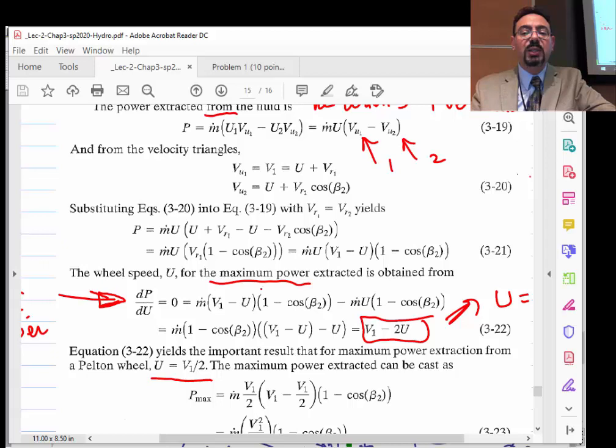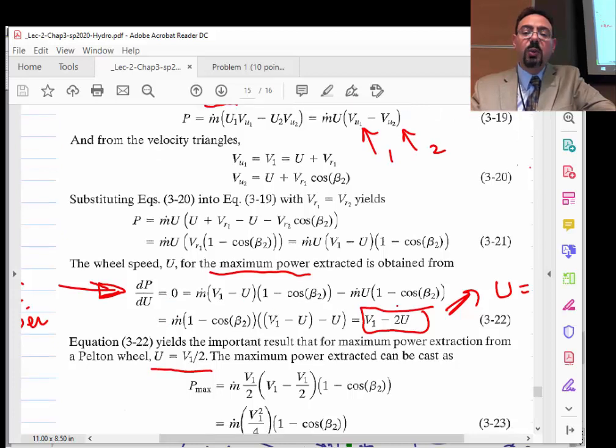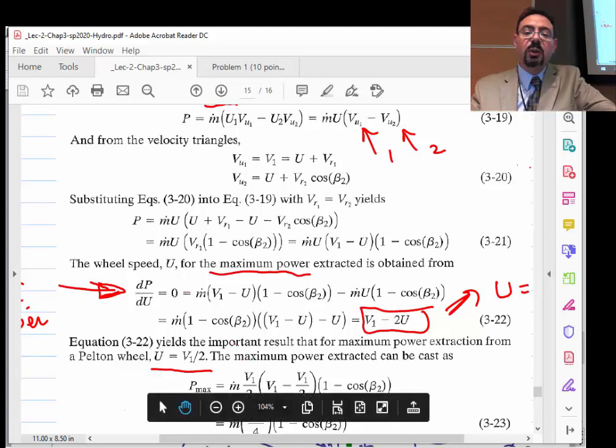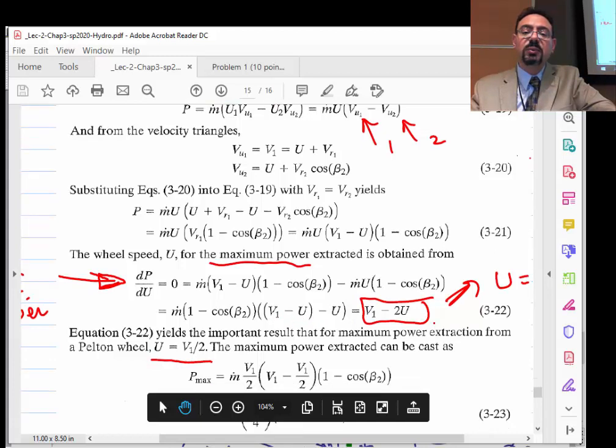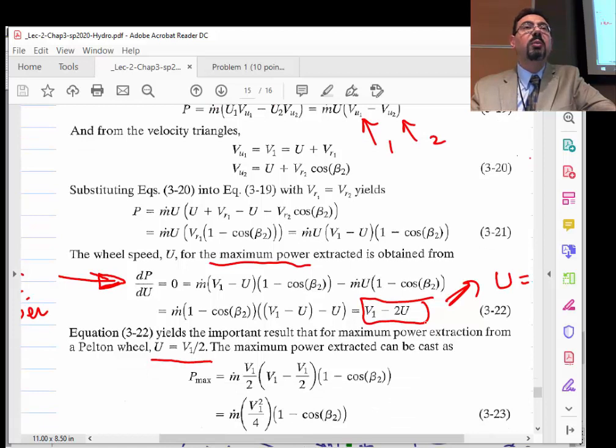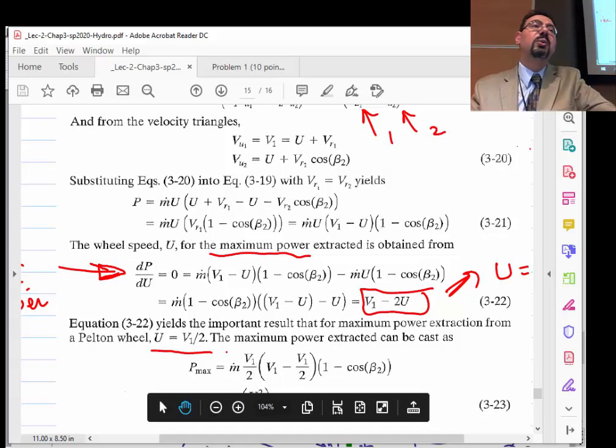And now he's saying, for maximum power, what do I do? dP/dU. He differentiates this equation with respect to U and sets it equal to 0. And he ends up showing that for this to be equal to 0, after the differentiation, the only way is V1 minus 2U is 0. Or V1 is equal to 2U. Or U is equal to V1 over 2.